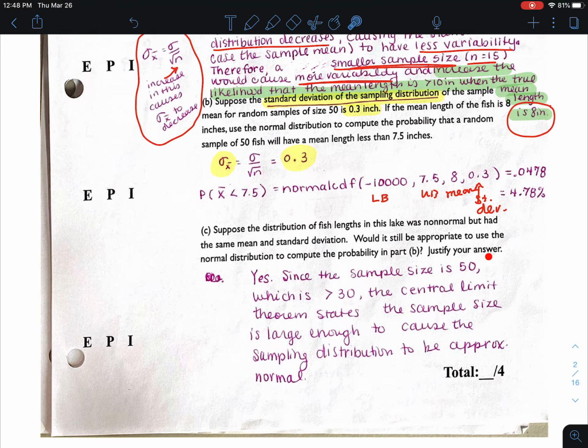Okay, justify your answer. Well, if you look closely at what our sample size was, the sample size was 50. So that's why we're saying it's still okay to use the normal calculations because it's greater than, I should have said greater than or equal to 30. And we can cite the central limit theorem as saying that's large enough.